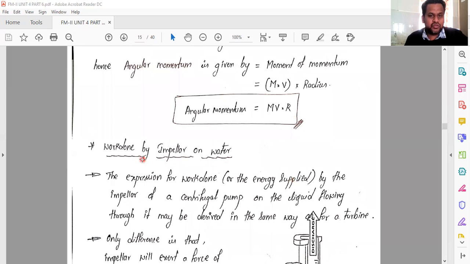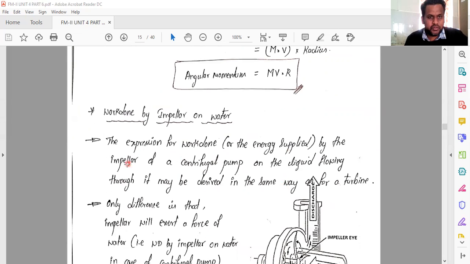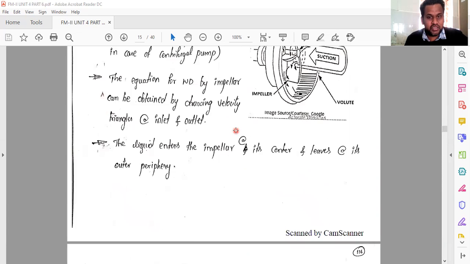ठीक है. So now ये concept याद रखो. What is angular momentum? Angular momentum is nothing but the moment of momentum, that is m into v into r. So now, work done by impeller on water. We'll check the work done derivation थोड़ा.